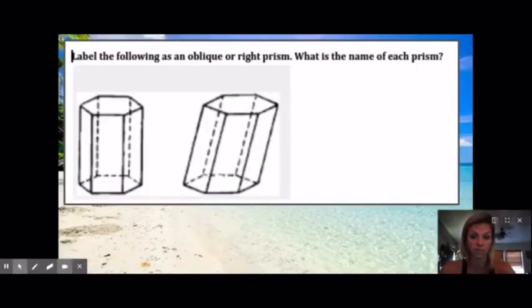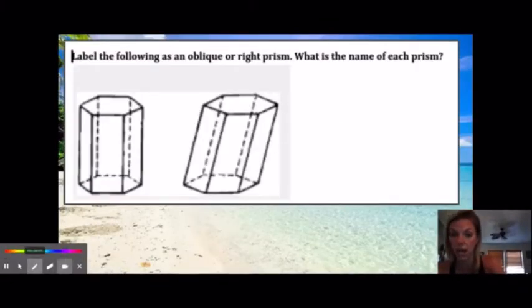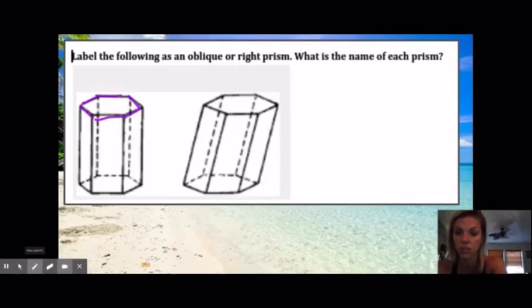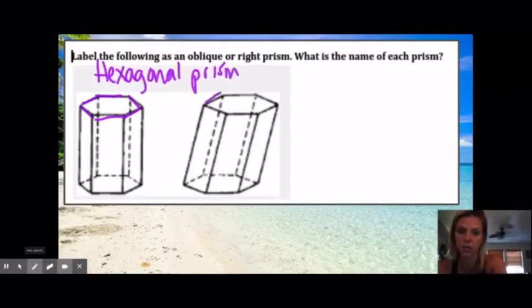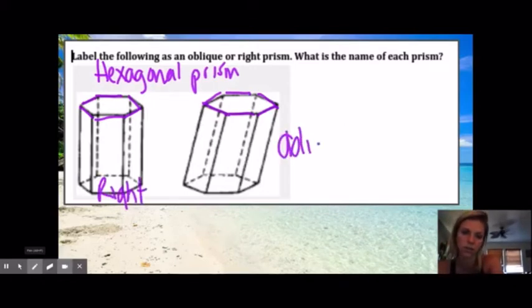So here, if I wanted to label these as right or oblique, and then name them each, well, this here is a prism. The top and bottom are congruent. There's 1, 2, 3, 4, 5, 6 sides. So these both are hexagonal prisms, hexagonal because a hexagon has 6 sides. Again, 1, 2, 3, 4, 5, 6. They're both hexagons. They're prisms because the top and bottom are congruent and parallel to each other. And this first one here is right because it stands up straight, and this guy here is oblique because it looks like somebody just went boop and it tilted some.